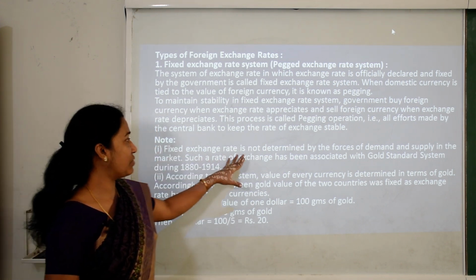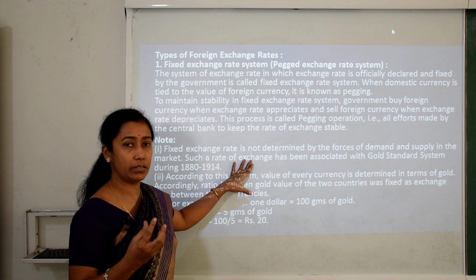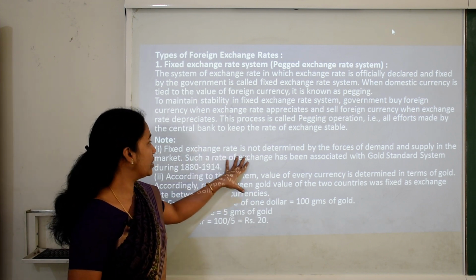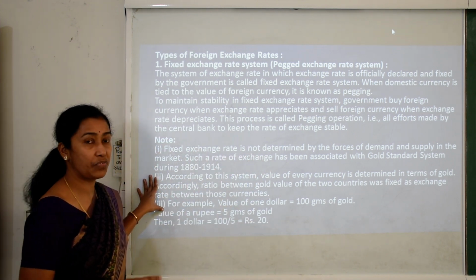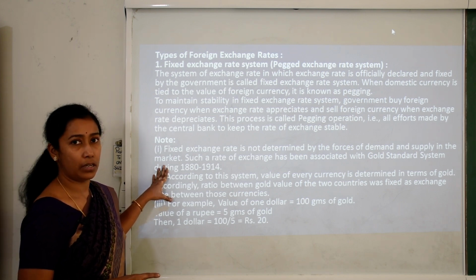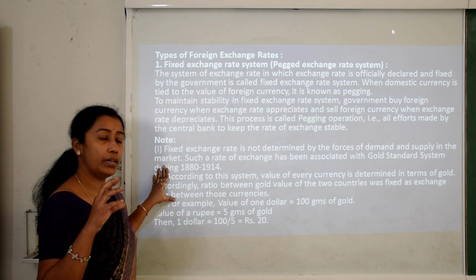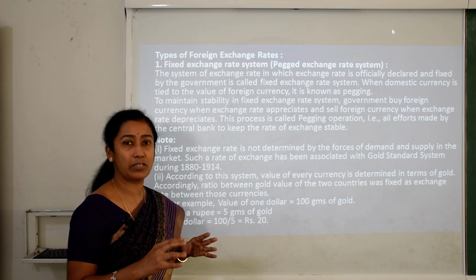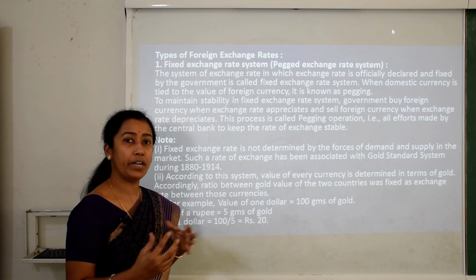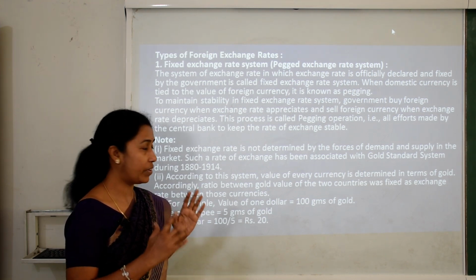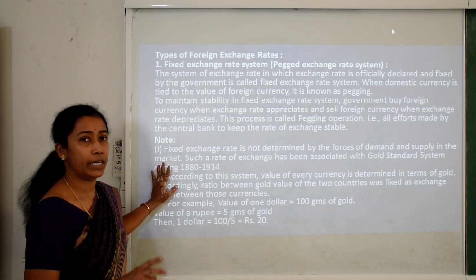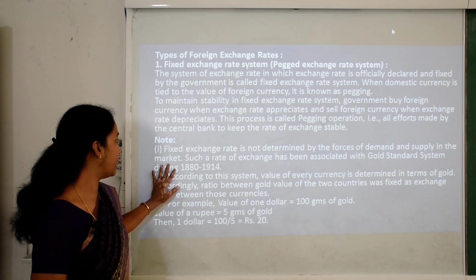Now, there are certain notes about the fixed exchange rate. A fixed exchange rate is not determined by the forces of demand and supply in the market. Usually, we have certain price-related systems, like maximum retail price, according to the forces of demand and supply, whereas in the fixed exchange rate system, it is never determined by the forces of demand and supply.